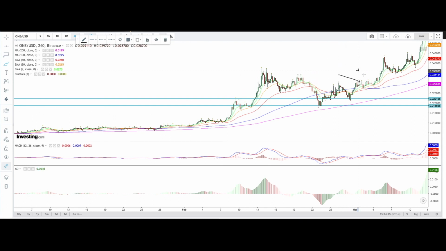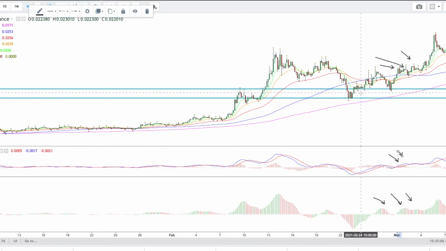Look, it went above the moving average. The awesome oscillator is above the zero line. The MACD has crossed above the zero line, and we have takeoff. You got to know where the trend is, and then you got to know how fast that trend is going, and that is how you make good trades.